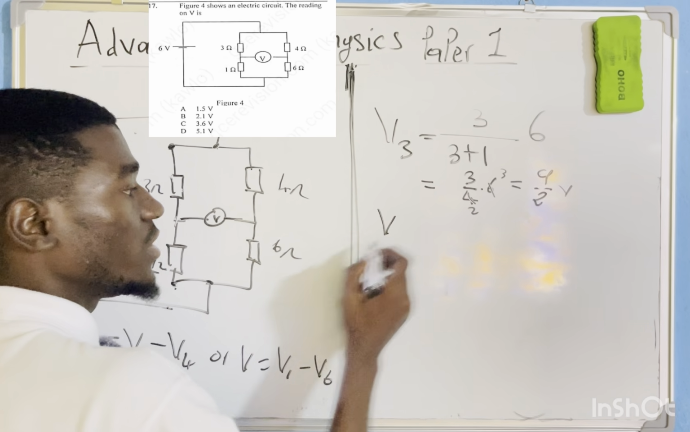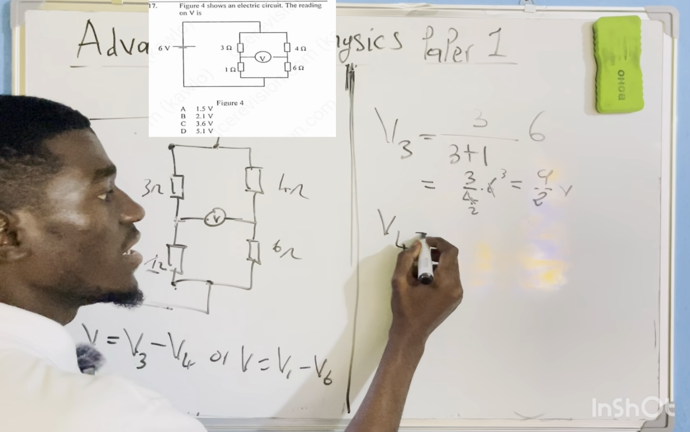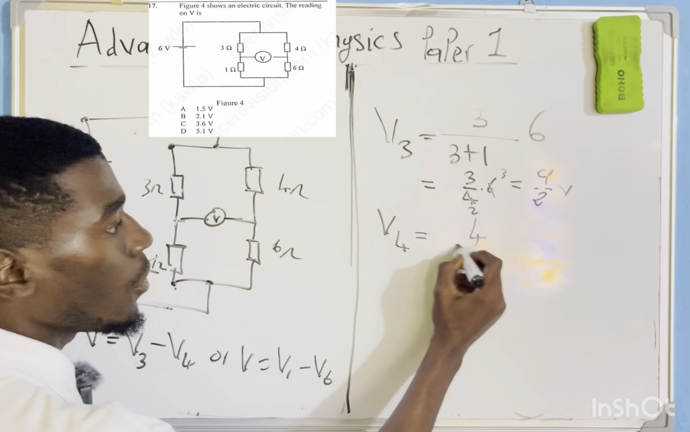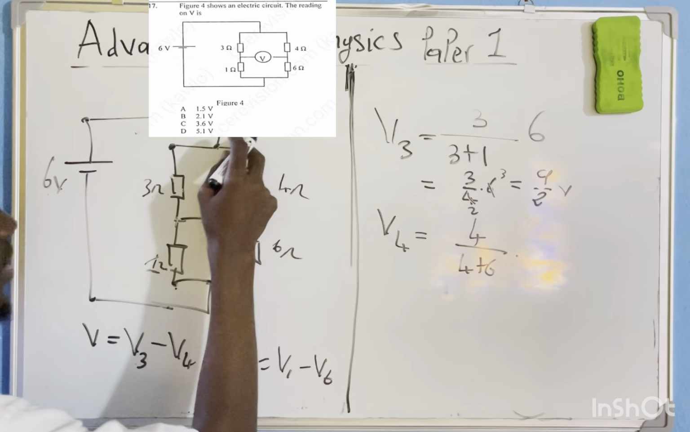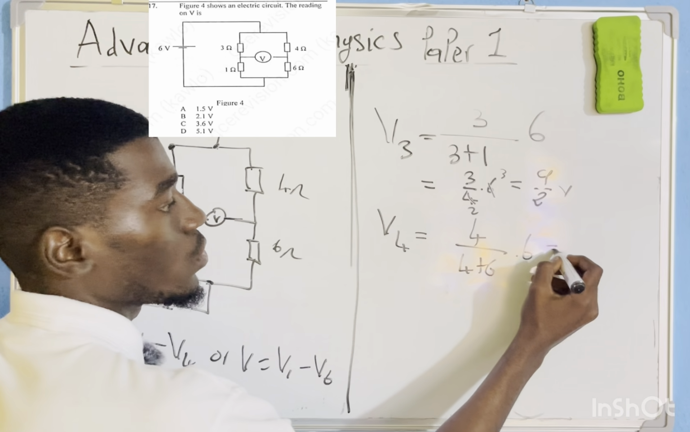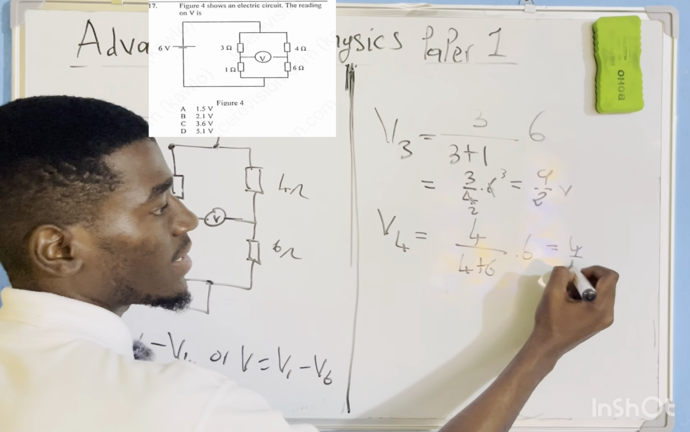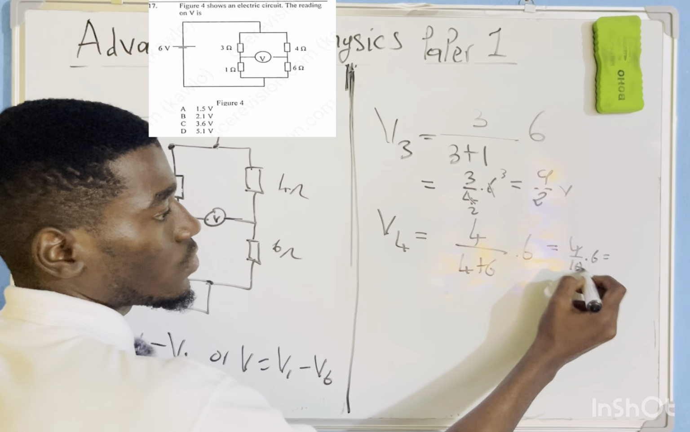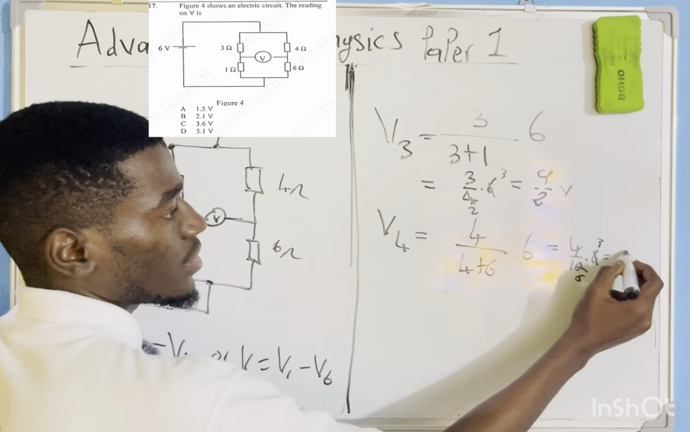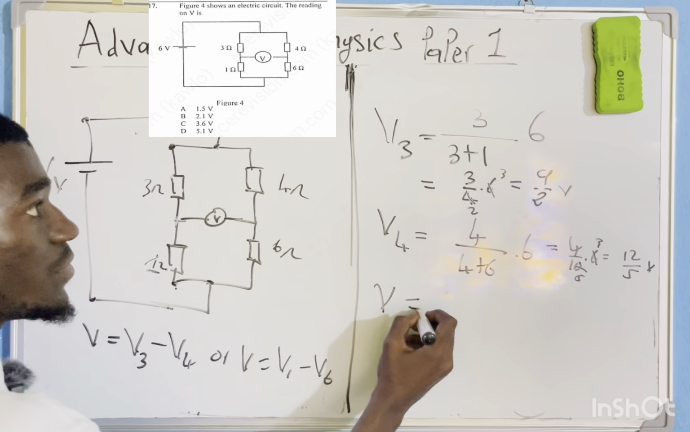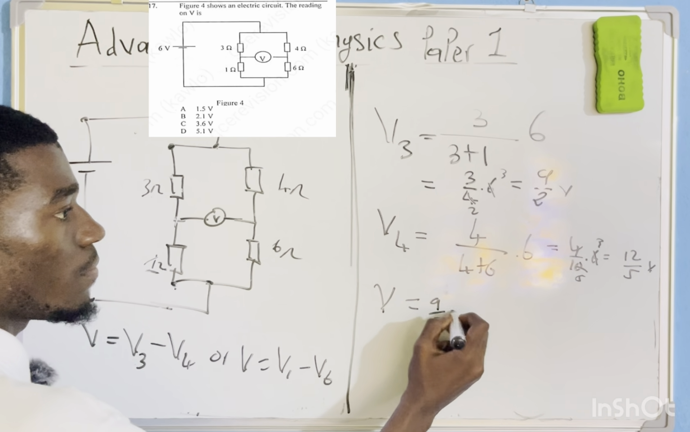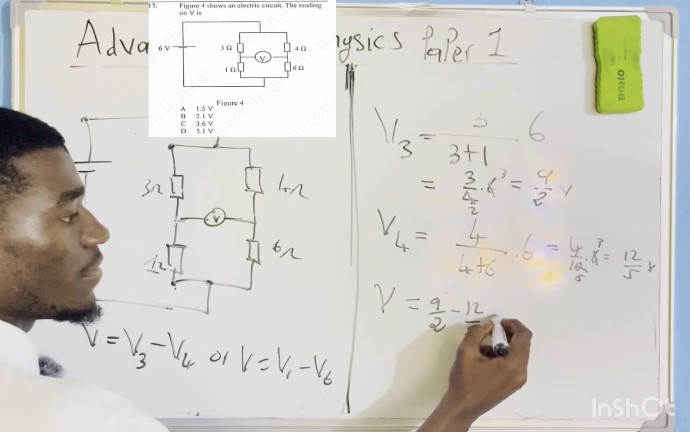Now I'll go down to V4. V4 will be simply 4 all over 10, since he's sharing with 6, times the 6 volt. 2 cancel here, 5, 2 cancel here, 3: 12 all over 5 volt. Therefore, my V is simply equal to 9 all over 2 minus 12 all over 5 volt.